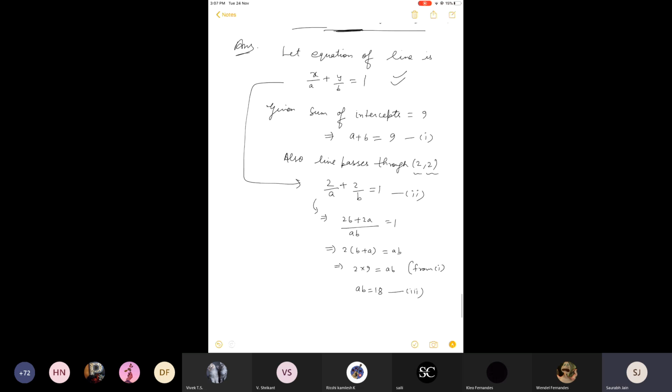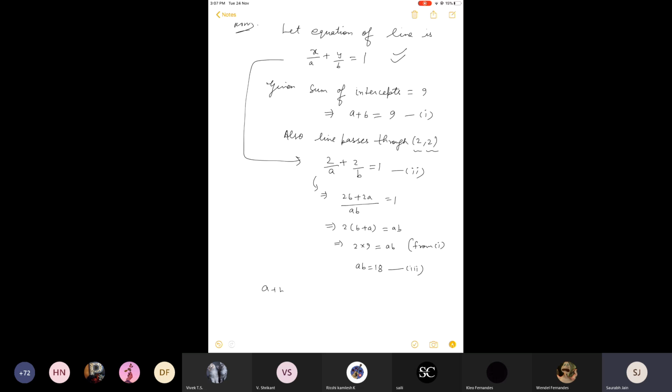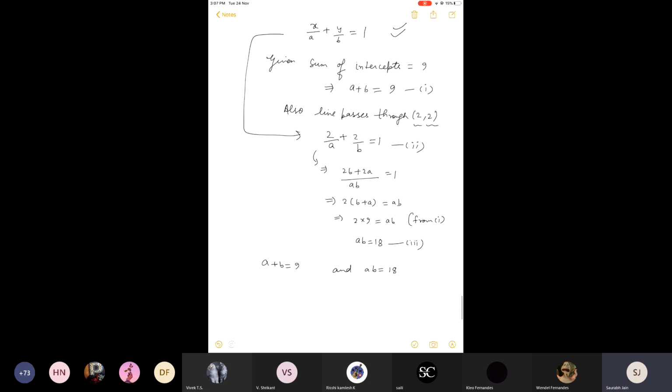So basically if we write these equations again, that is A plus B equals 9, this is your first, and AB is 18. Solving these two, we will get the values of A and B. How to solve these equations? You might have solved such type of equation in class 10th. How to solve?